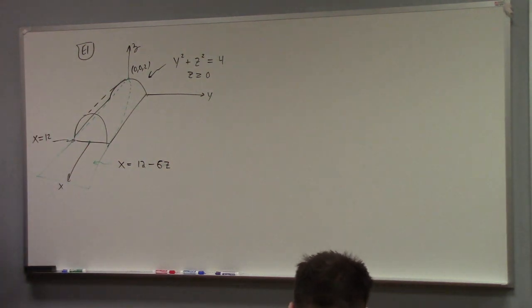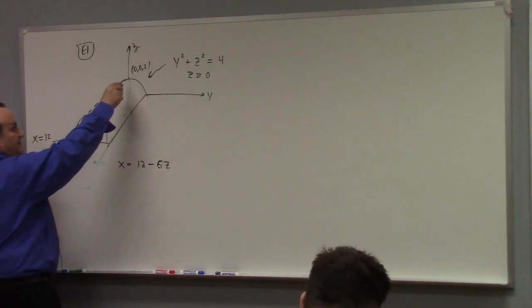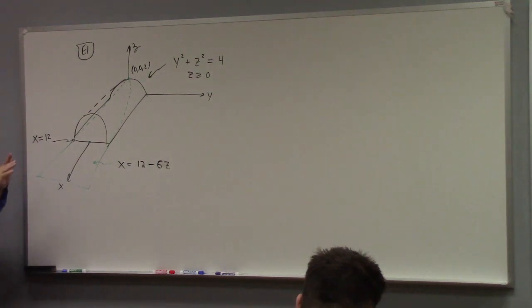x equals 12 minus 6z. So if I put z equals 0, I get x equals 12. If I put z equals 2, I get x equal to 0. That's what I want. These are the 2 points that I'm specifying. And basically this plane is kind of boring. It's just the same in every y. All right.